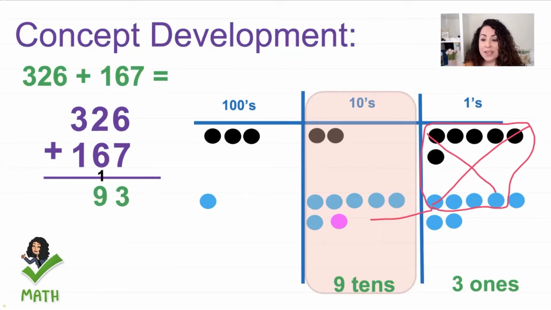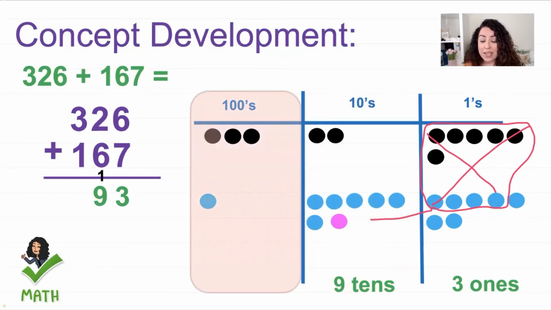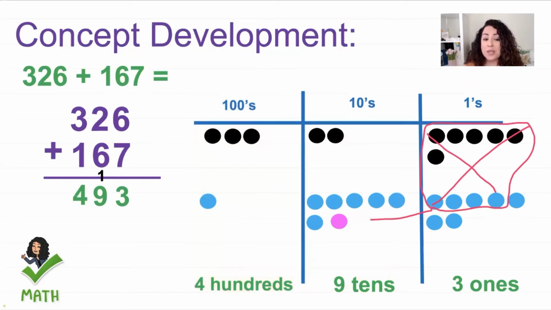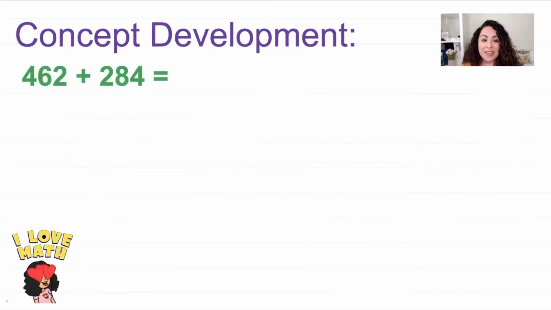So let's look at the hundreds. So I have 3 hundreds and 100, so I add them together and I have 4 hundreds. So altogether, 326 plus 167 is equal to 493. Okay, let's look at the next problem.